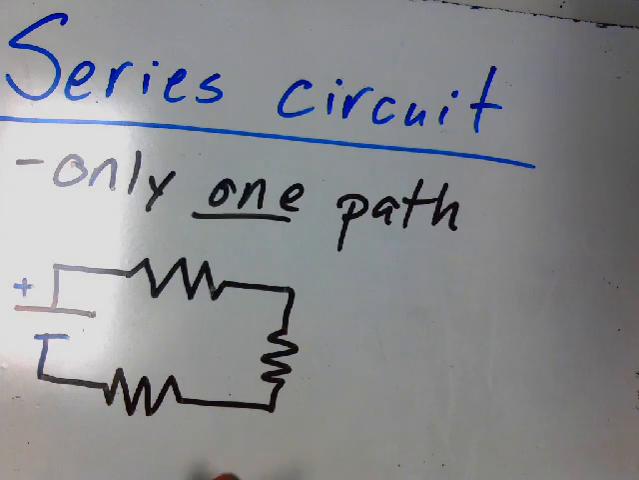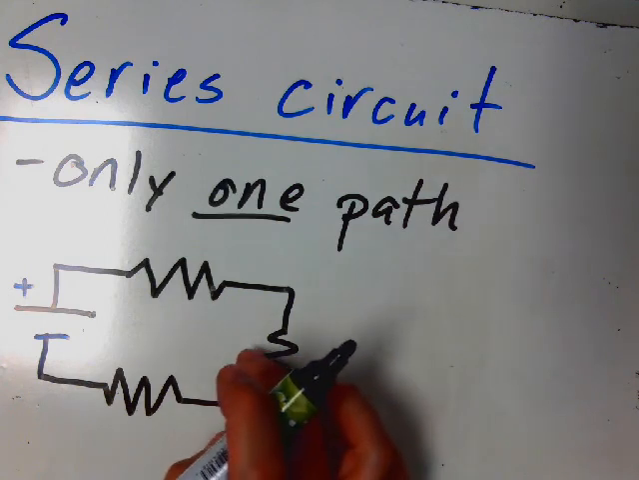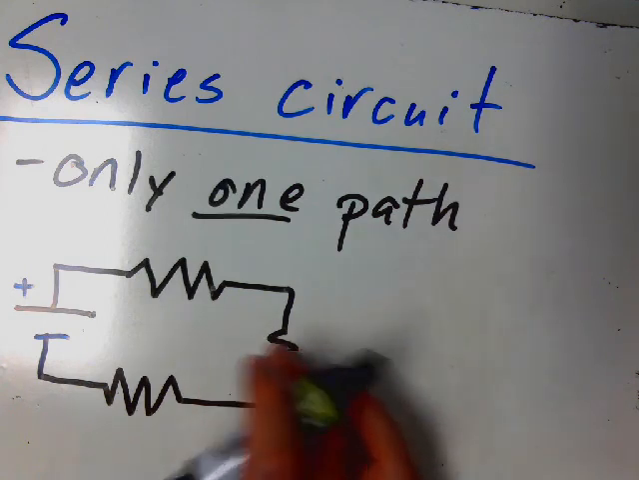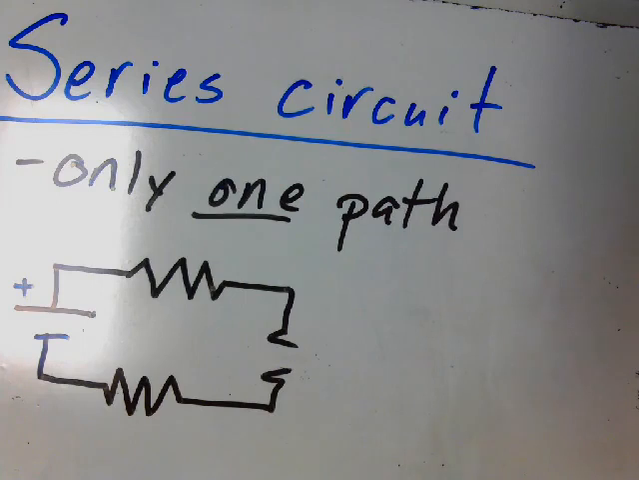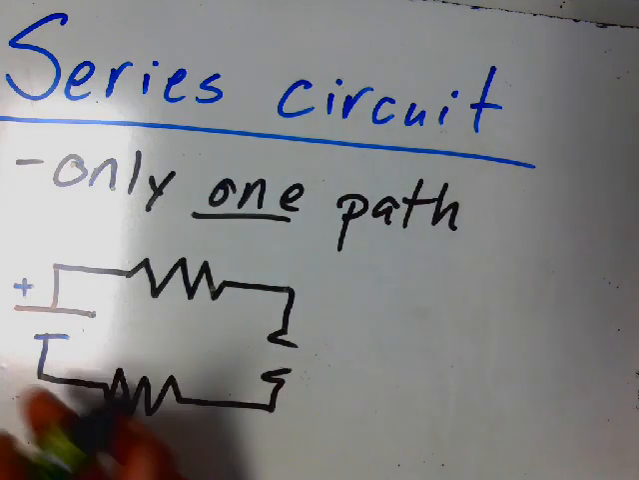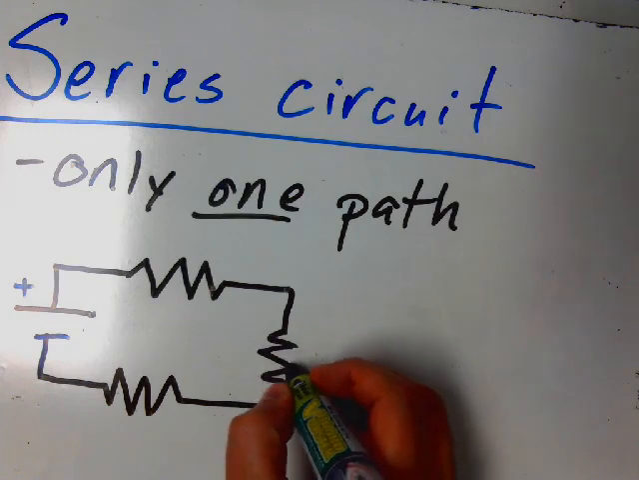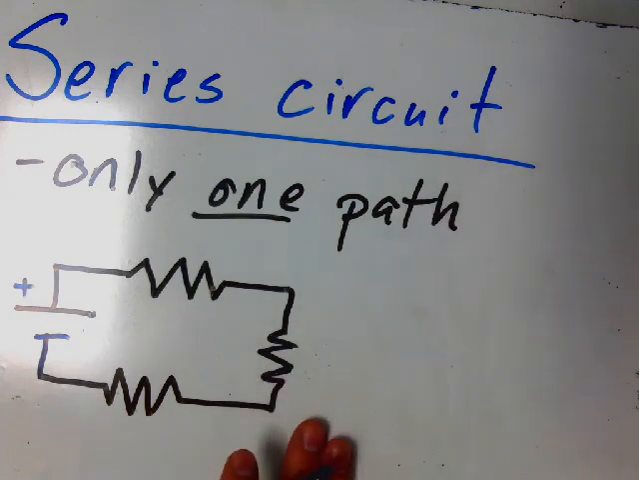Now, with a series circuit, here's the thing. If these are light bulbs, they tend to blow out. If this blows out, the light bulb stops working, well, that becomes an open circuit. And all of a sudden, the electricity for the rest of the circuit shuts off. So that's one of the problems with a series circuit.